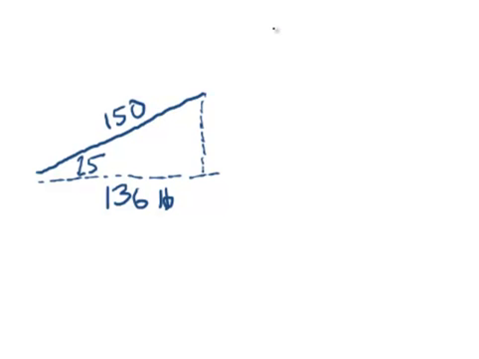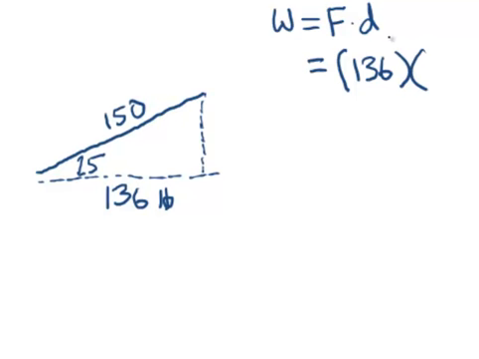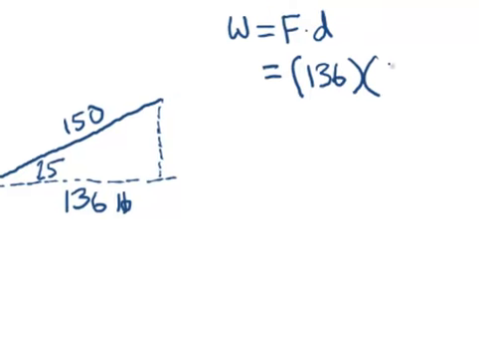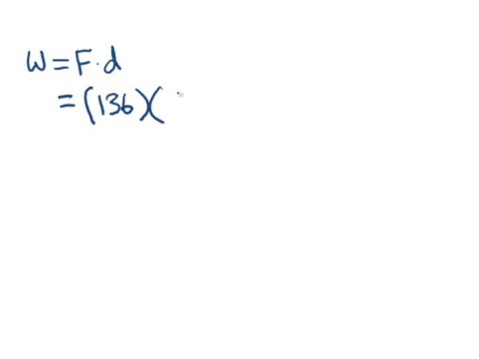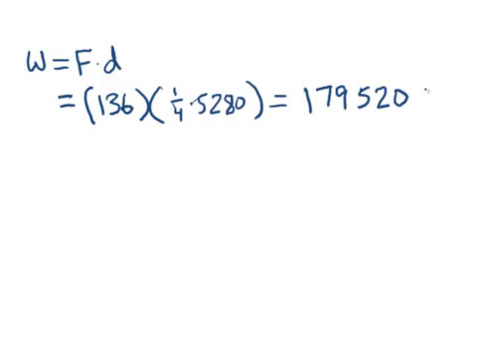So our work calculation then is still force times distance. But this time, instead of using the 150 pounds, we'll use 136 pounds. And our distance is given to us as a quarter of a mile. We should convert that into the standard English unit of feet. So 1/4 of a mile times 5,280 feet. And this gives us an amount of work of 179,520 foot-pounds.